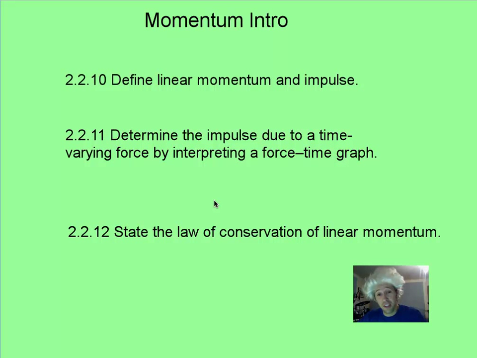In 1776, the founding fathers of the United States of America wrote the Declaration of Independence and also the Declaration of Momentum. And in that Declaration of Momentum, they defined linear momentum and impulse, as we will do. They looked at some graphs that related to impulse, and they talked about the laws of conservation of linear momentum, which we'll do right now as well.